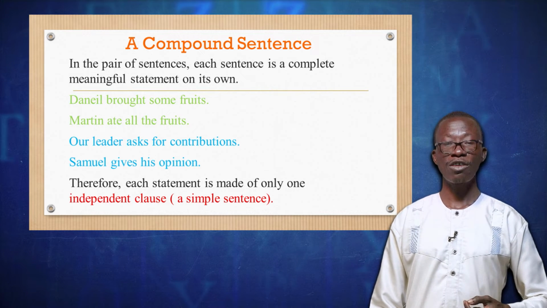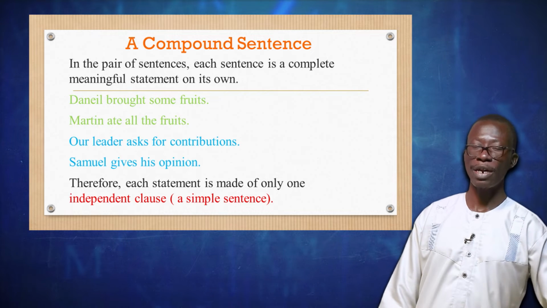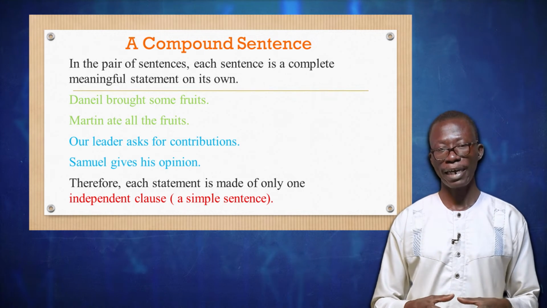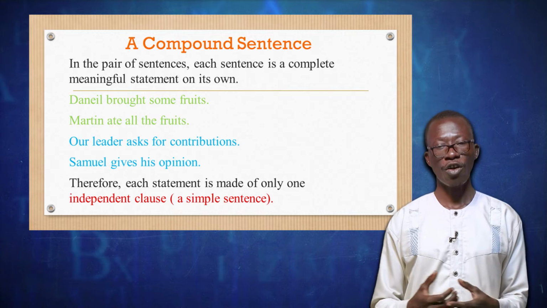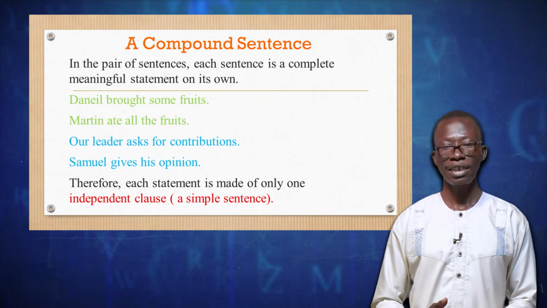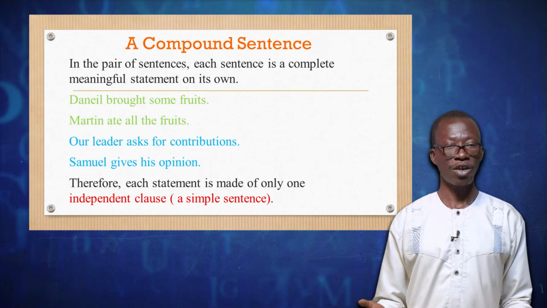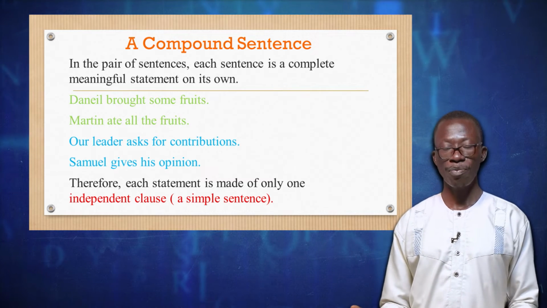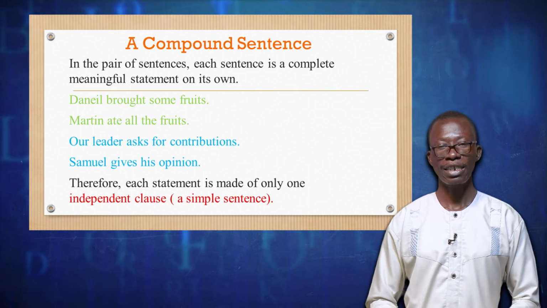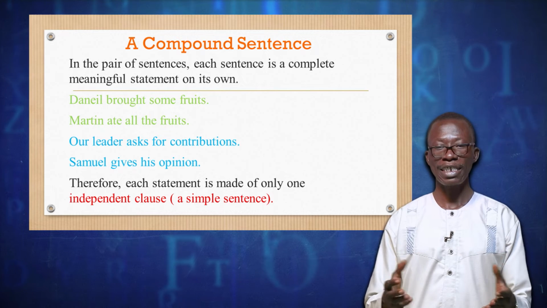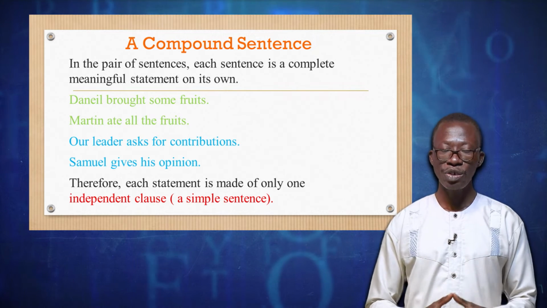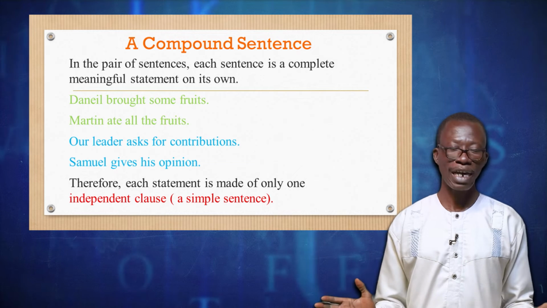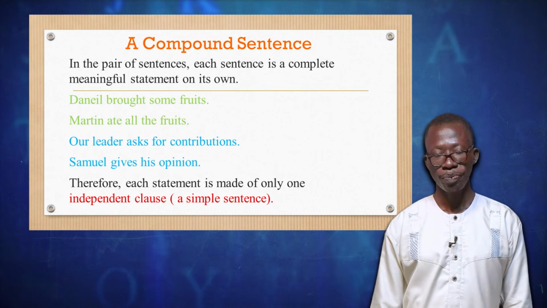We say an independent clause because it does not depend on another clause before the meaning comes out clear. Our leader asks for contributions. It's a simple sentence and it's an independent clause because the meaning is clear on its own. And Samuel gives his opinion. It's also a simple sentence. So all these four sentences are simple sentences, and each one gives us a complete idea on its own.